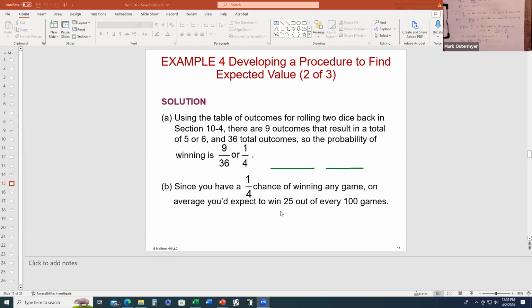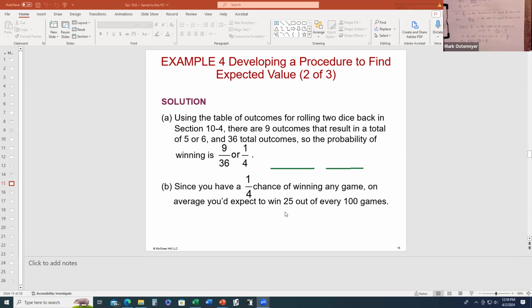That's not what this is saying. What it's saying is that if we were to play this game, let's say 1 million times, or maybe even 1 billion times, on average, we would win 25% of the time. On average, we would roll a sum of 5 or a 6, 25% of the time.